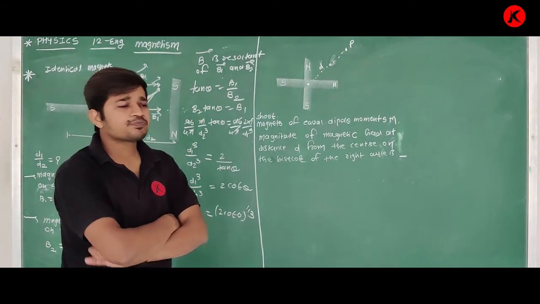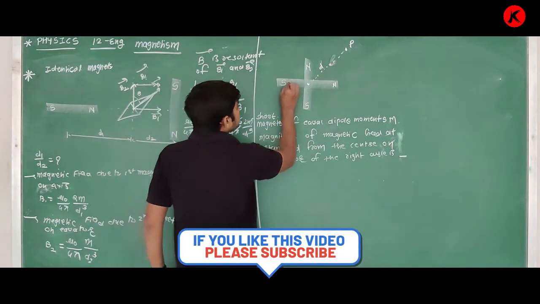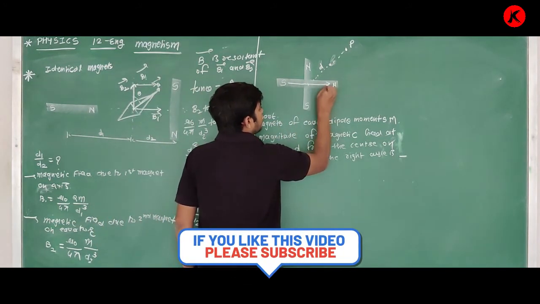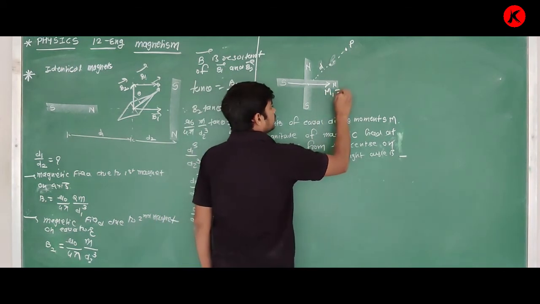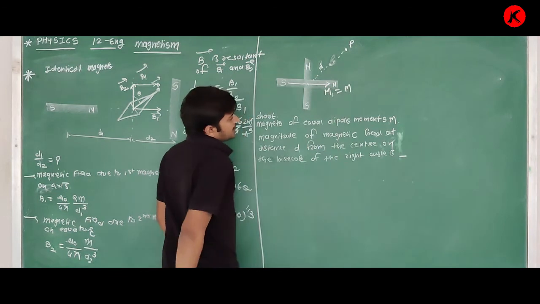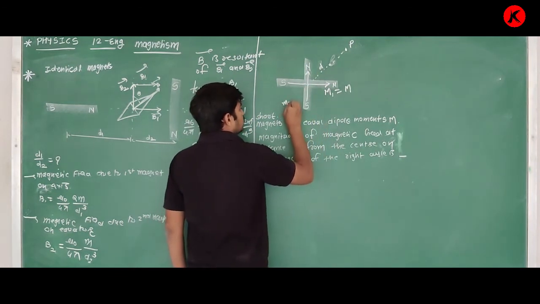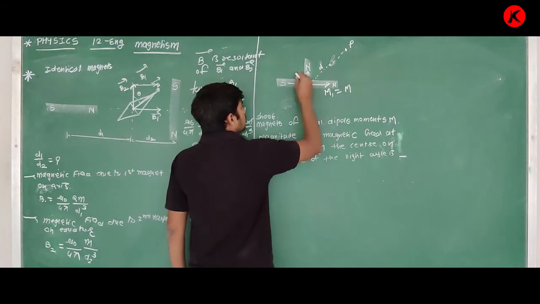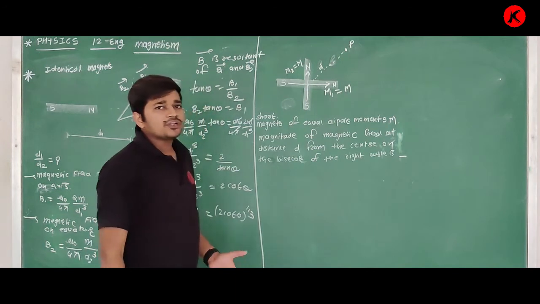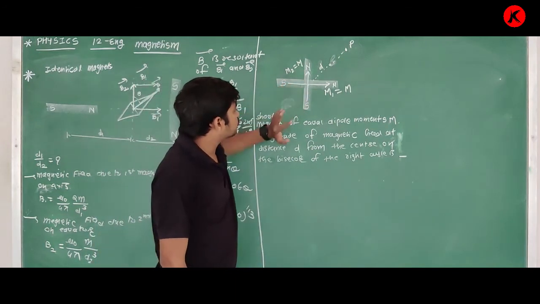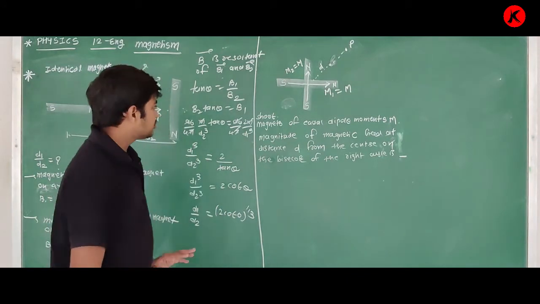Then how to find? See, you are given two magnets. Its magnetic moment m is in this direction, or I can say this m1 is equal to m. Its dipole moment is in this direction. So I can say m2 is also equal to m. So if I find the resultant magnetic moment of these two, let us see what happens.